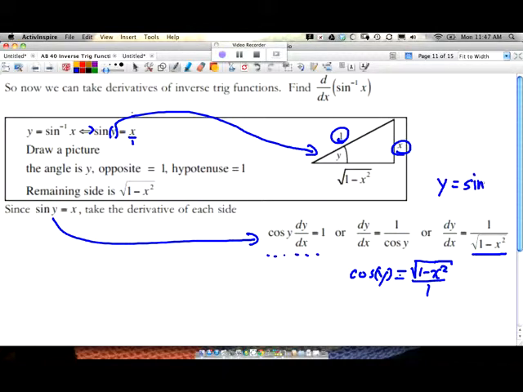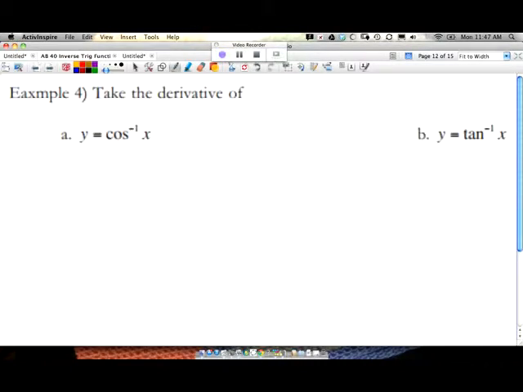So if y equals sine inverse, or arc sine, or the inverse sine, however you want to say it, of x, dy dx equals this. Boom. Done. But it required some geometry with the Pythagorean theorem and SOHCAHTOA. So let's do this. This is just crazy.